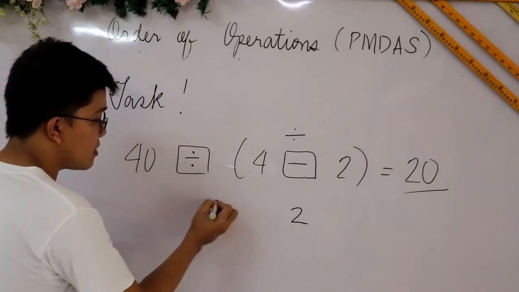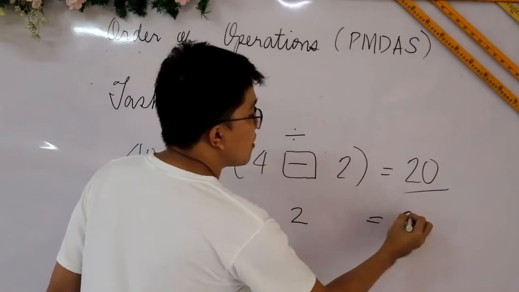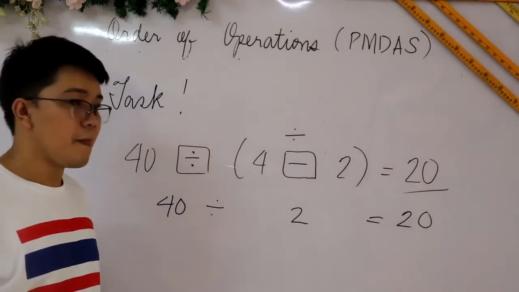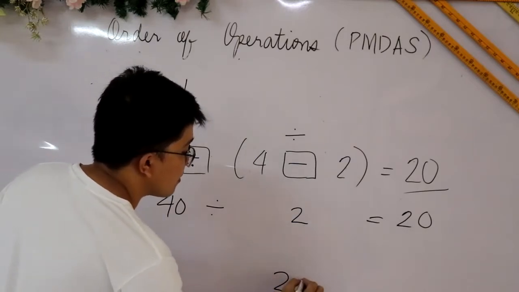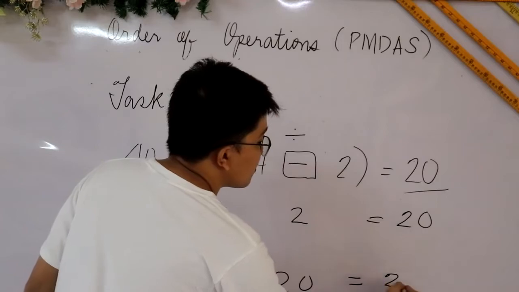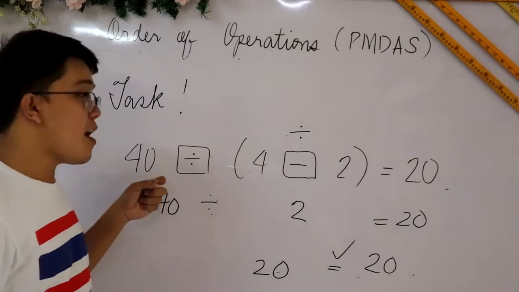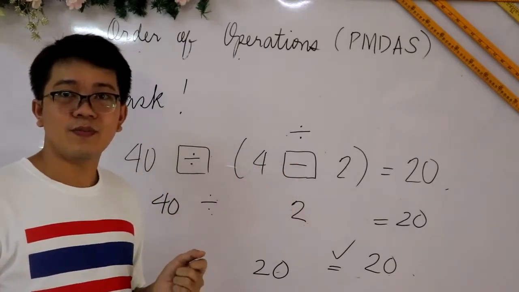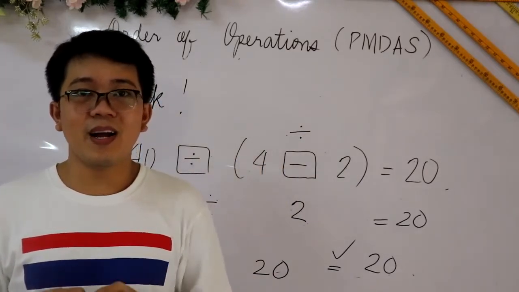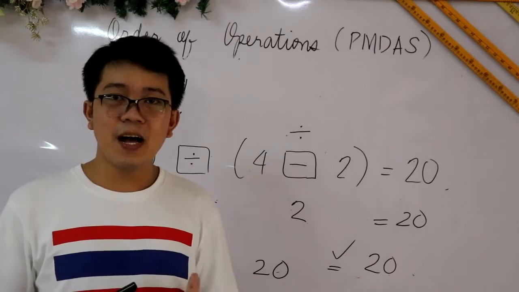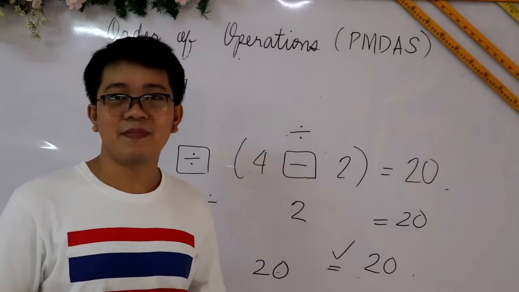Bring down the division symbol and also the 40, and then equal to 20. What is 40 divided by 2? Correct, it's 20, which is equal to 20. Therefore, we say that the missing operations here are division and subtraction, or division and division. For those who got the correct answers, congratulations, good job. And for those who missed it, better luck next time.